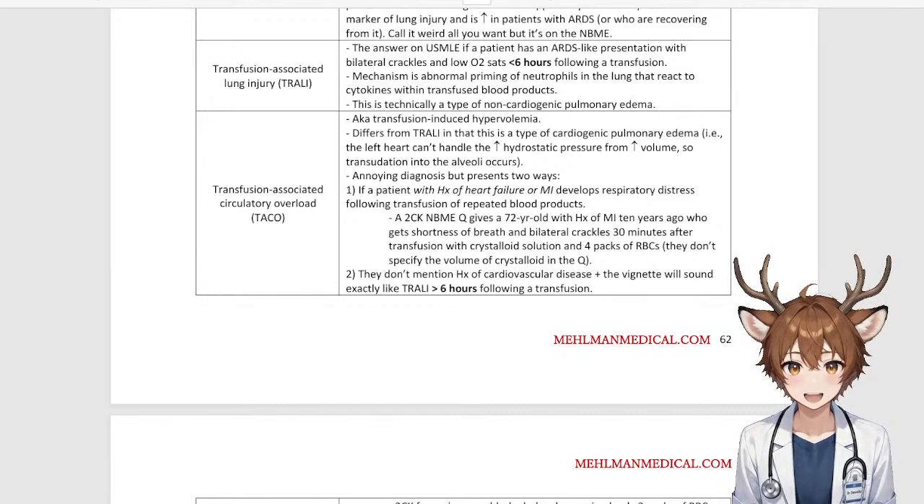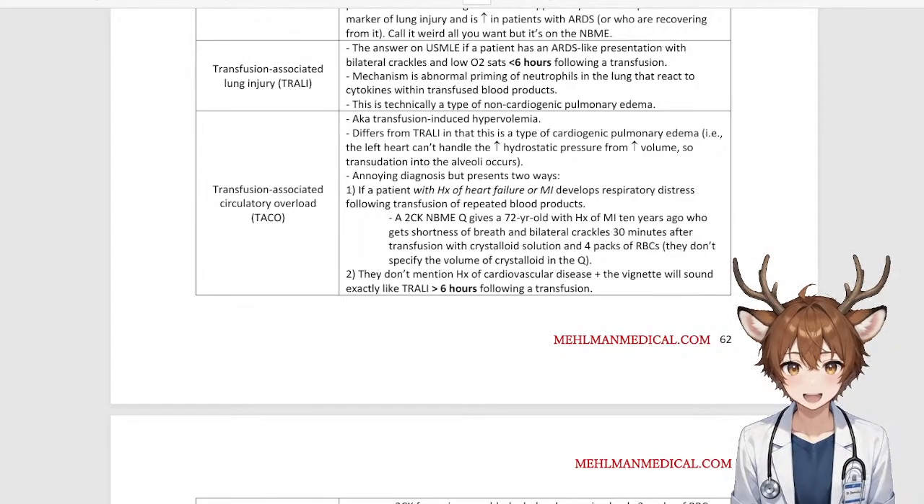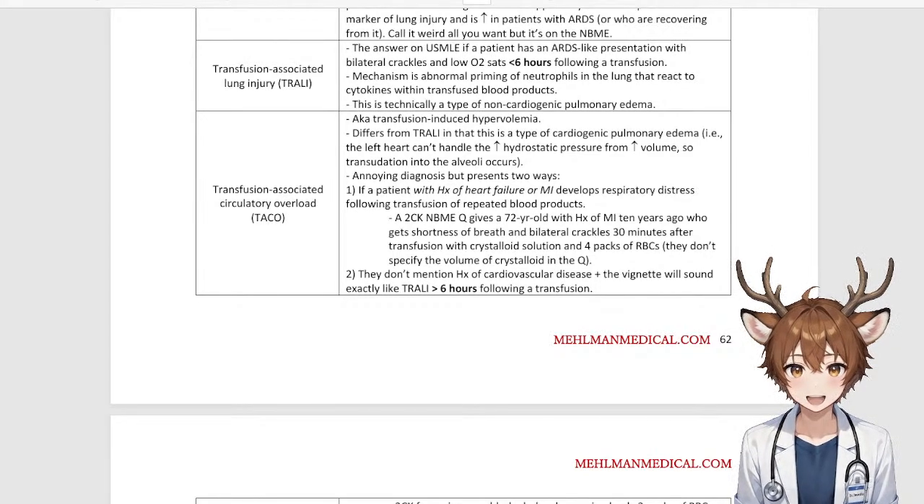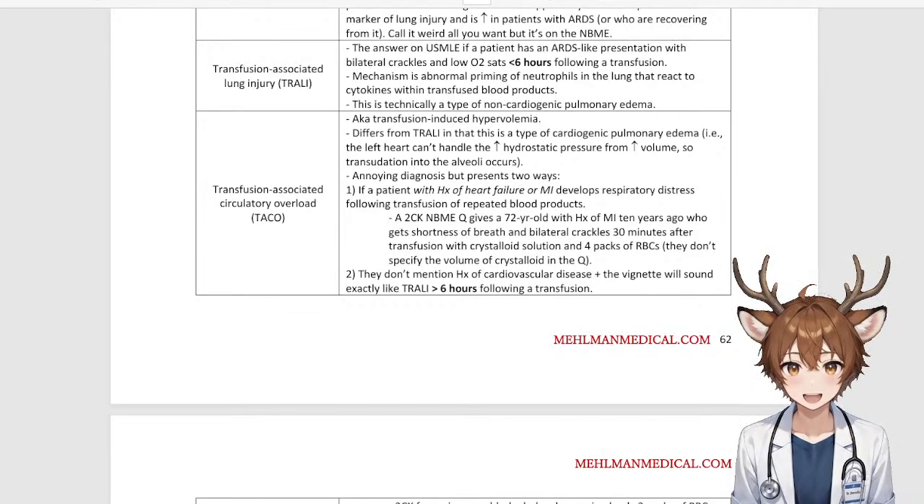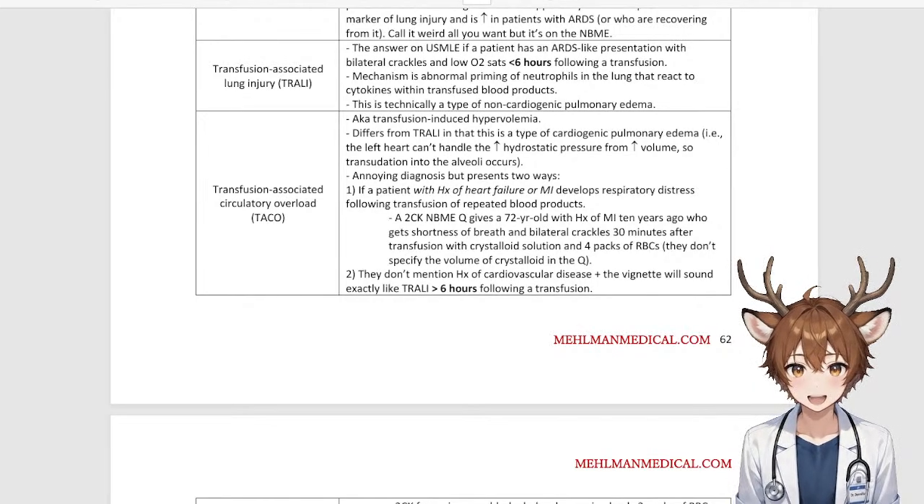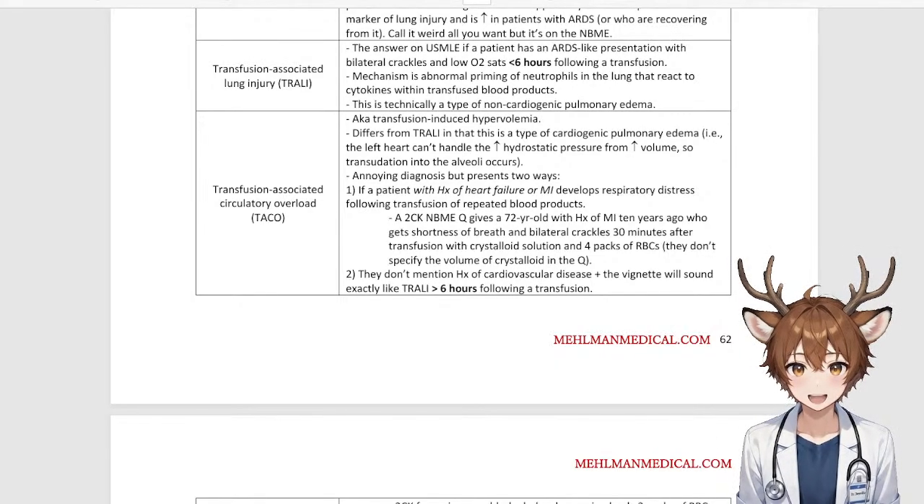Transfusion-associated circulatory overload, or TACO, aka transfusion-induced hypervolemia, differs from TRALI in that it is a type of cardiogenic pulmonary edema. That is to say, the left heart cannot handle the increased hydrostatic pressure from the increased volume, so transudation into the alveoli occurs. It's an easy diagnosis but presents two ways.